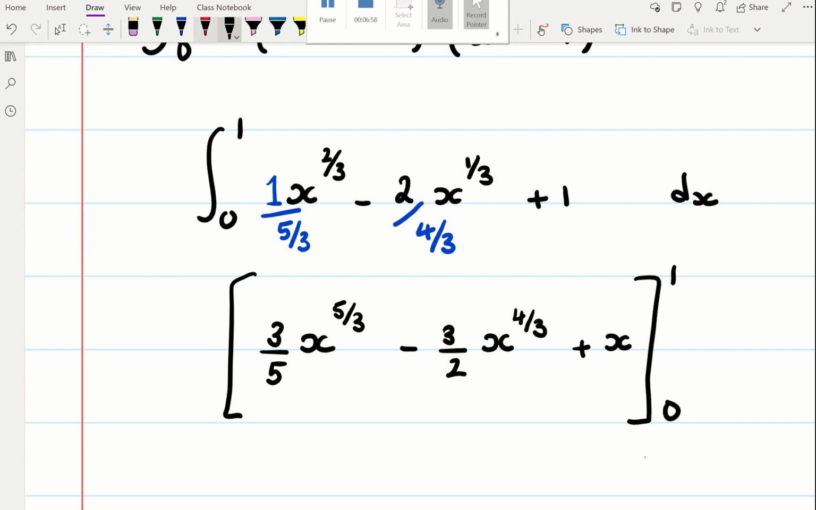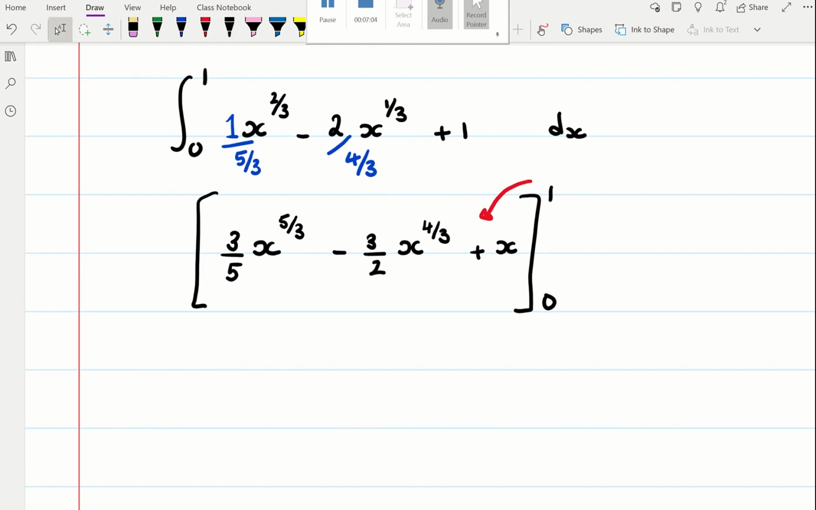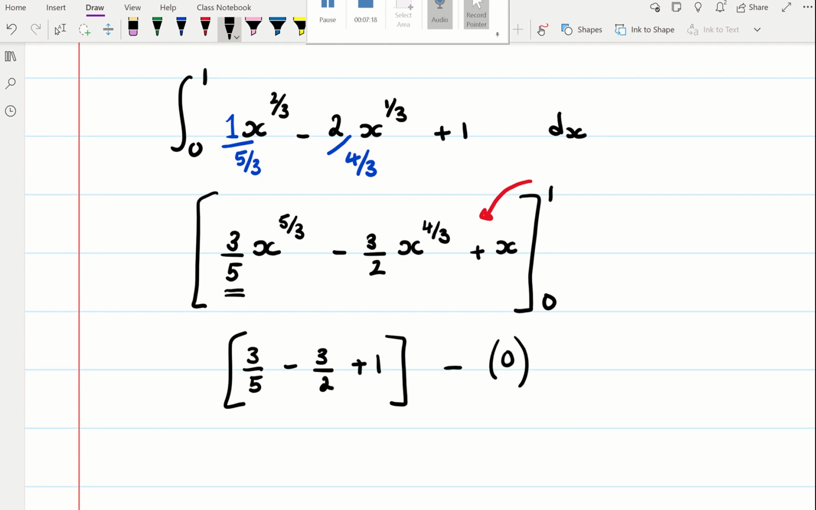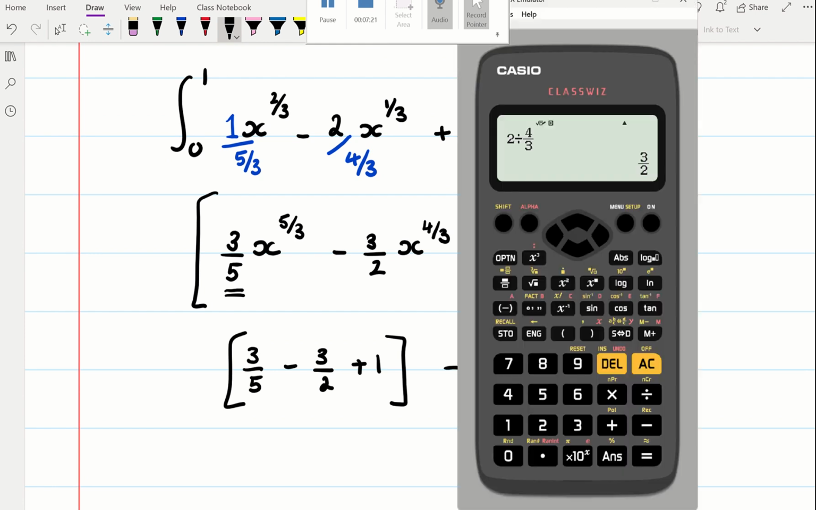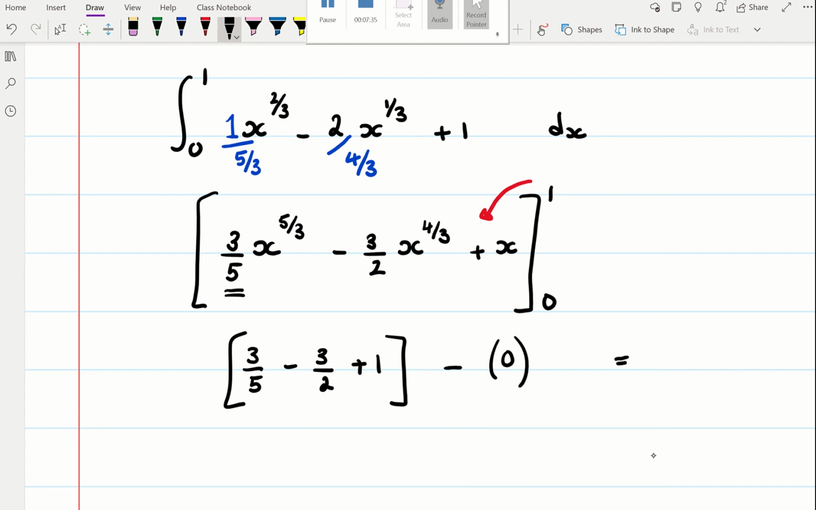And then I substitute 1 into all of this. And of course, 1 to the power of anything is still 1, times anything else is these values. So I've got 3/5 minus 3/2 plus 1. And of course, if you substitute in 0 to every single term, the answer is going to be 0. So that's rather nice. So all I need to do now is put 3/5 minus 3/2 plus 1, and I get a 1/10. So the value of the integral is a 1/10.